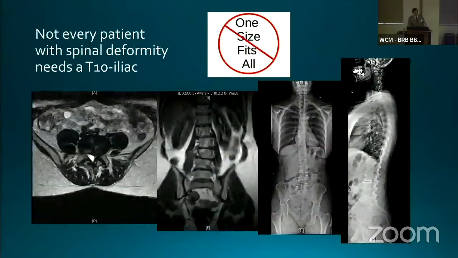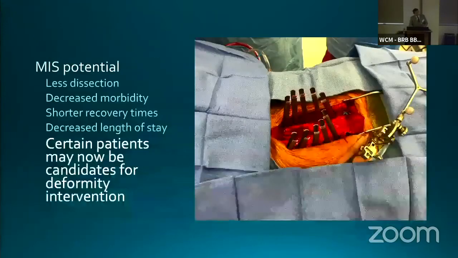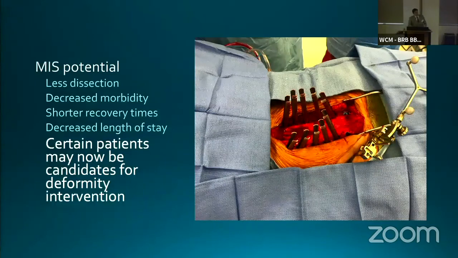And so the whole point of deformity surgery, I think, is that you're trying to tailor your approach to what the patient has and offer them the best option for their specific deformity. So I started looking into MIS as I've been here with Roger for a long time. He convinced me about the potential for MIS: less dissection, decreased morbidity, shorter recovery times, decreased length of stay. And now more patients are candidates for MIS procedures for their deformity, whereas they wouldn't be a candidate for open deformity procedures.